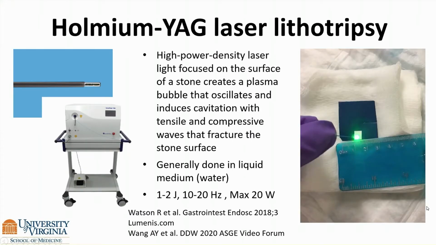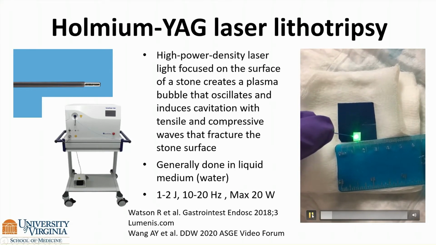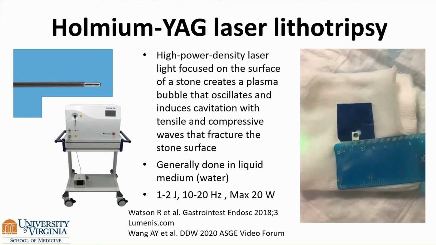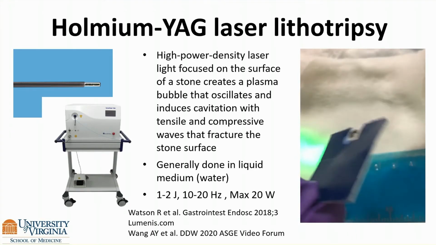The other alternative, and this is actually what we use, is a Holmium-YAG laser lithotripsy system. Here, a high-powered density laser focuses on the surface of the stone, creating a plasma bubble that oscillates and causes cavitation, fragmenting the stone. Generally, this is done in a liquid medium, such as water. However, this is just a benchtop demonstration of the power of the laser, what it can do very quickly to a piece of cardboard.